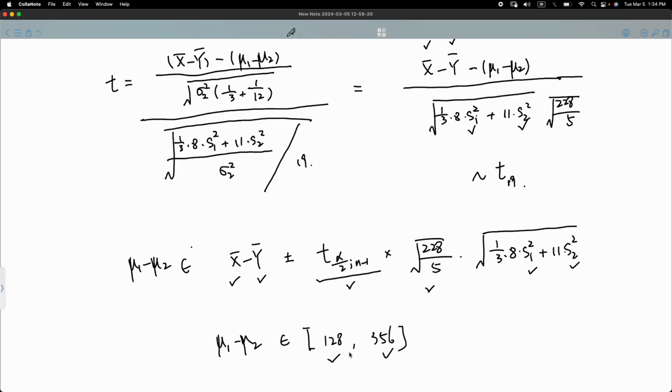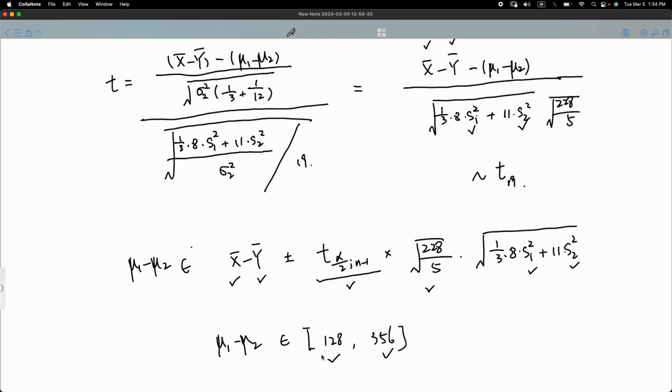So that would be the most important reason why we need to use this kind of relatively complex way to manipulate, divide, and multiply lots of things to finally come up with this complex expression. The goal is to cancel out the sigma 1 and sigma 2, which are what we don't know. Yeah, that would be the underlying reason.